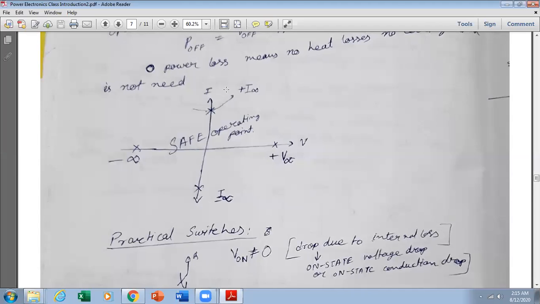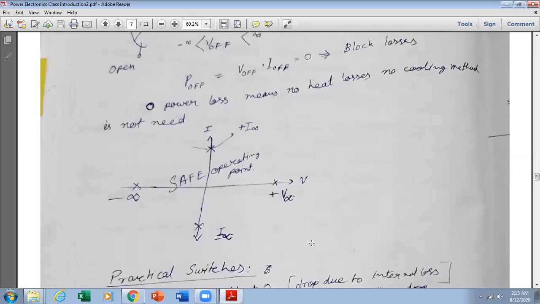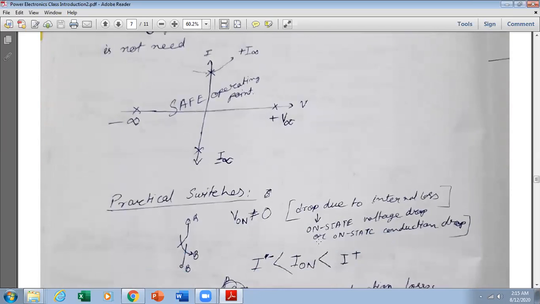Current here, this way it is positive current, this way it is negative current. So the current for the safe operating region is from minus infinity to plus infinity, and the voltage is also from minus infinity to plus infinity. So this total portion is the safe operating point for the ideal switch, for voltage and current both. Now we will consider the practical switches.